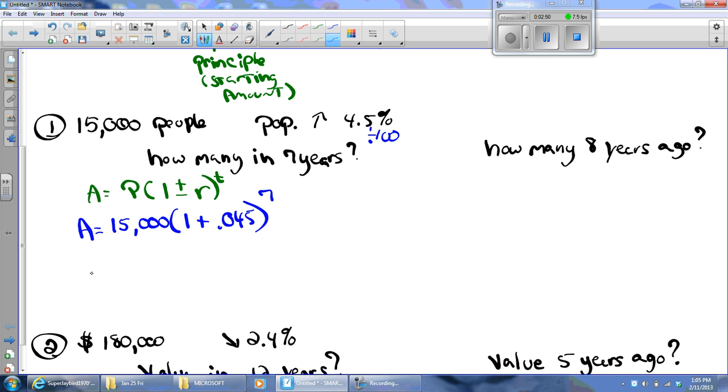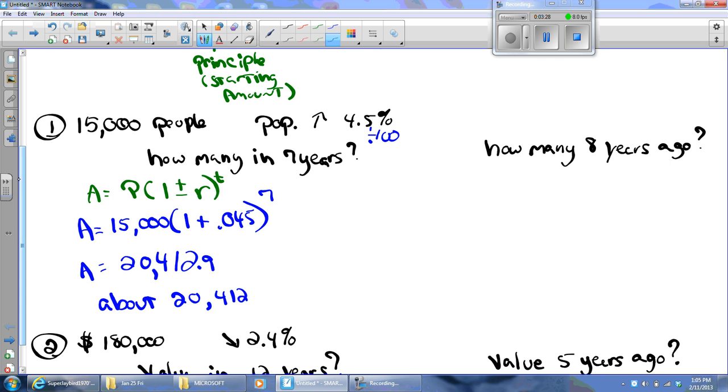And from right here, I'm just going to go to a calculator, and I'm actually just going to enter it in. 15,000 times the quantity of 1 plus 0.045, and I'll raise that quantity to the 7th power. And when I do that, I get... Now, in terms of people, that doesn't make sense, so my answer could be about or approximately 20,412 people. Now, I didn't round up because I don't have 13 people yet, okay? But if you say about or approximately, that should be a sufficient answer.